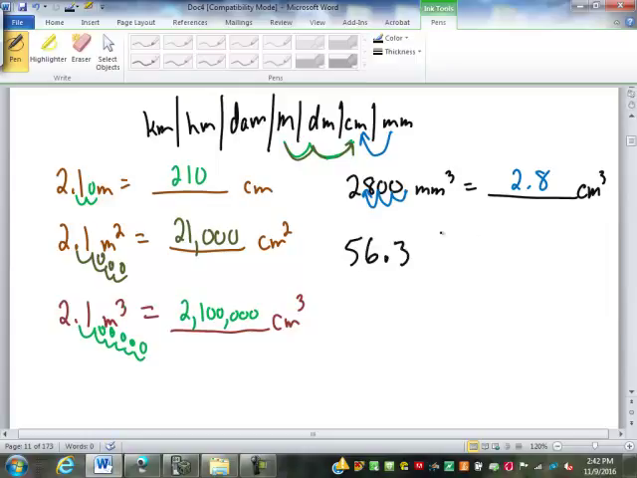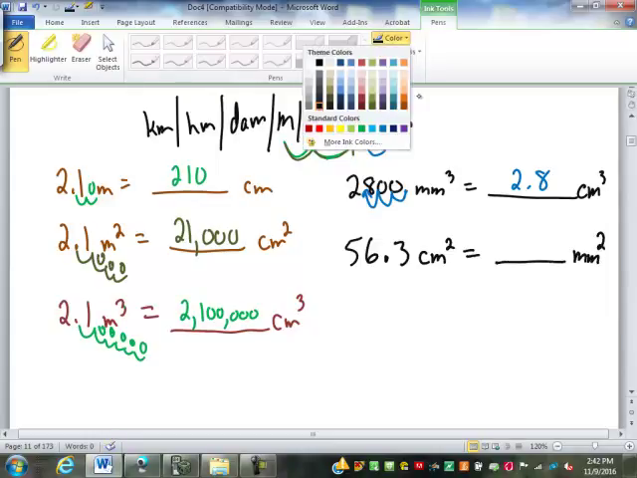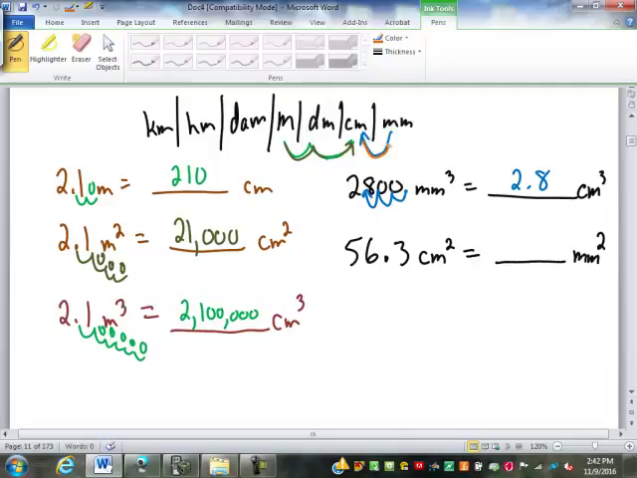If I have 56.3 centimeters squared going into millimeters squared, from centimeters to millimeters, it's only 1 spot to the right. Now this one's not cubed, it's squared. So when I square it, what do I have to do to the number of places I move? We double it. 1 spot on the chart becomes 2 decimal places. So we go 2 decimal places, filling in the missing 0. That's 5,630 square millimeters.